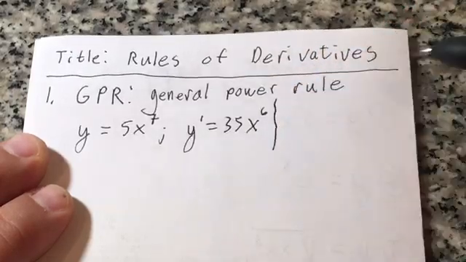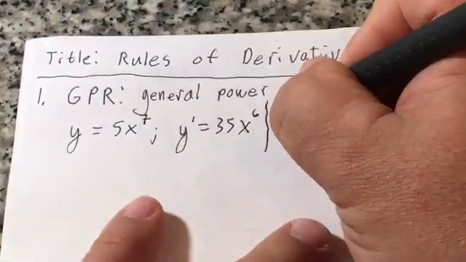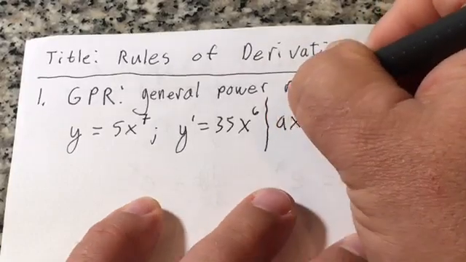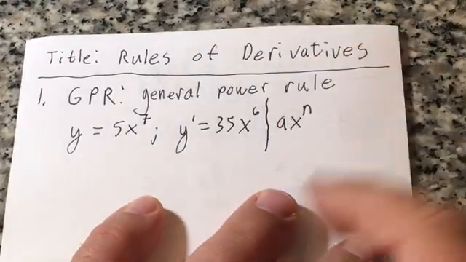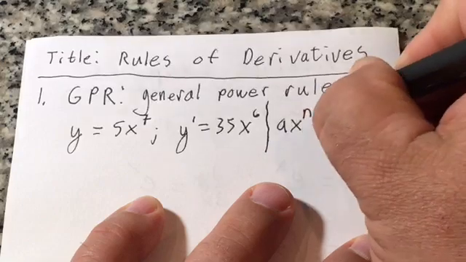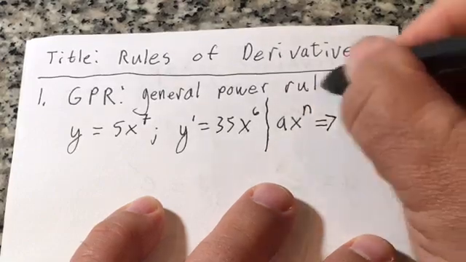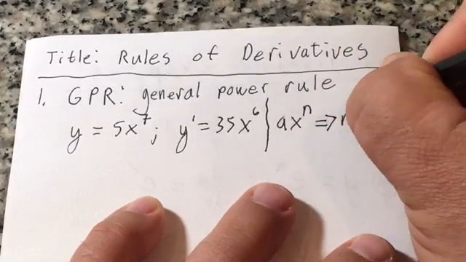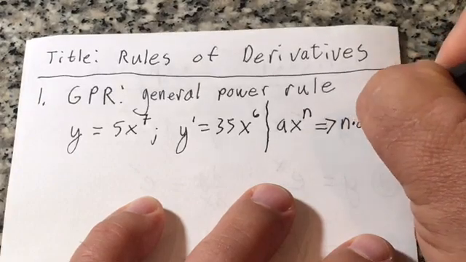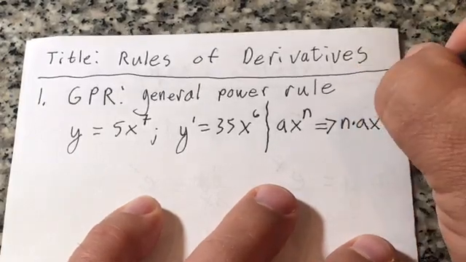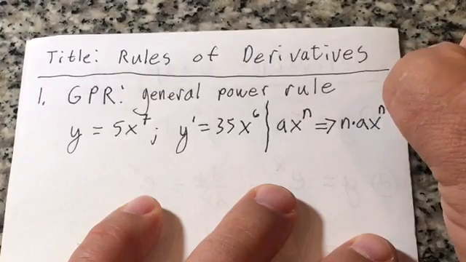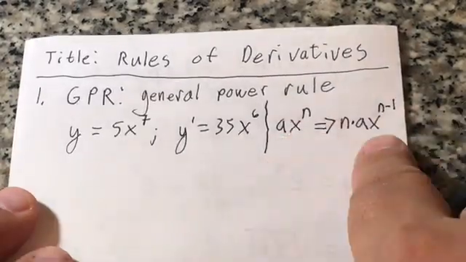Now the note on that is if you have ax to some power of n, the derivative is going to be that n times a times x, and then you take the n and you subtract 1 from it, to the n minus 1 power. And that's the note.